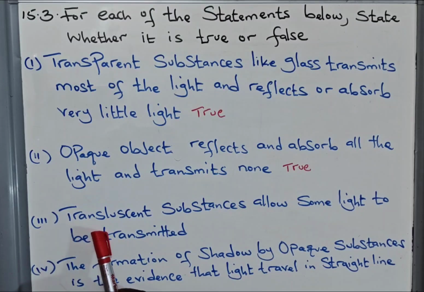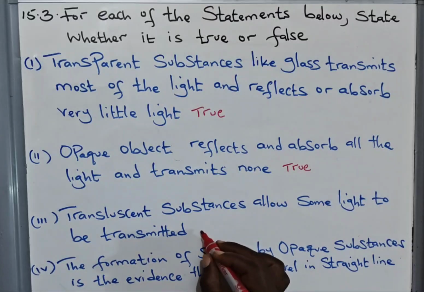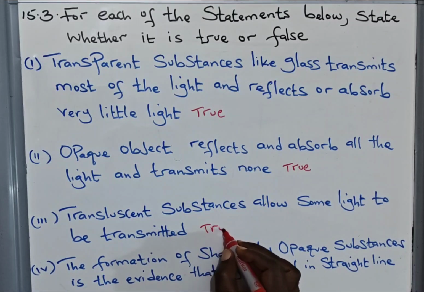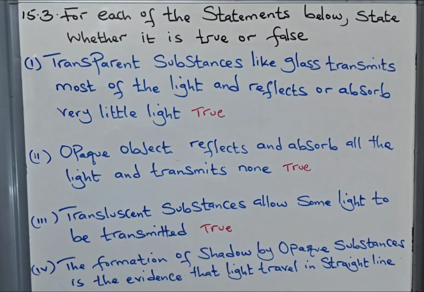Then we come to this one. Translucent substances allow some light to be transmitted. Is it true or false? It is true. Translucent materials allow some light to go through them.